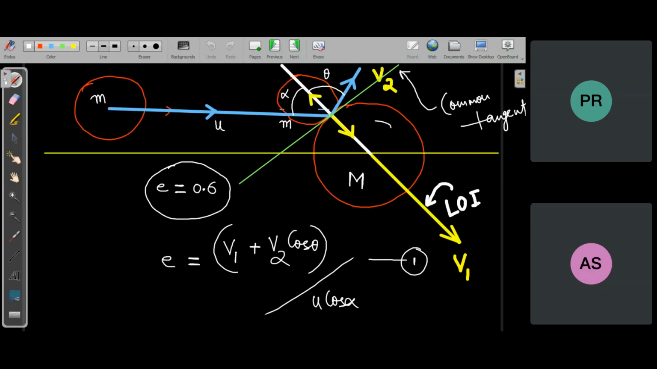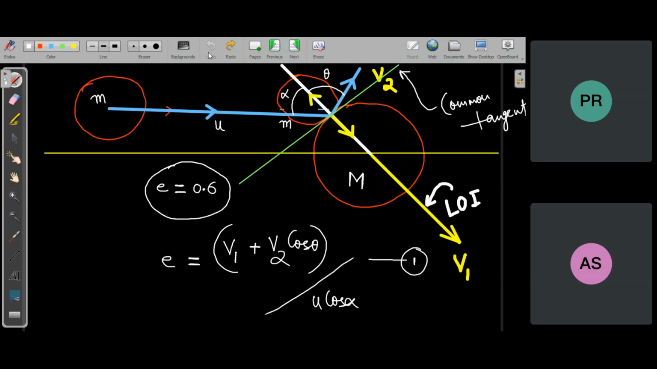This other particle's momentum is already conserved along the common tangent because its momentum along the common tangent before collision was 0, and after collision is also 0 because it is going along the line of impact. Are you getting? Yes, sir, I'm getting, sir.